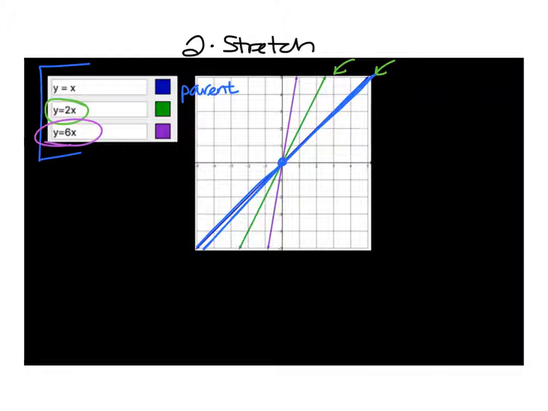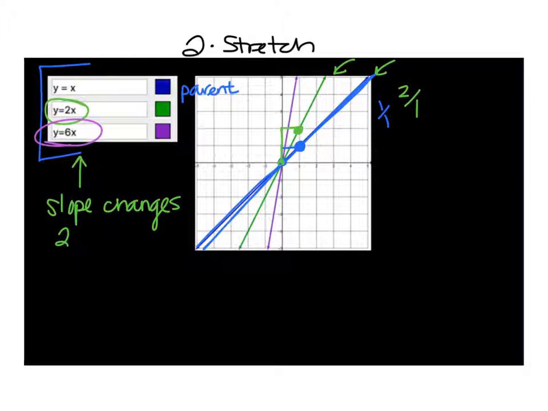Okay, so hopefully what you noticed is that they still have the same y-intercept, so the line itself is not shifting up or down, right? The line is staying in the same spot, but instead the line is being stretched or it's getting steeper. So they're all starting from this origin point, but on the blue, my slope was 1/1, and on my green, my slope is 2/1. So if you think about what that means for the graph, the thing you want to make a note of is that the slope is going to change and it's going to get steeper. So 2x causes you to have a steeper slope. And then if you look at the purple line, 6x has an even steeper slope.